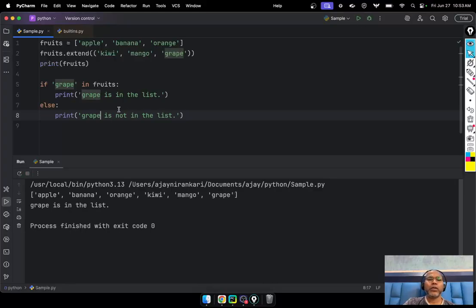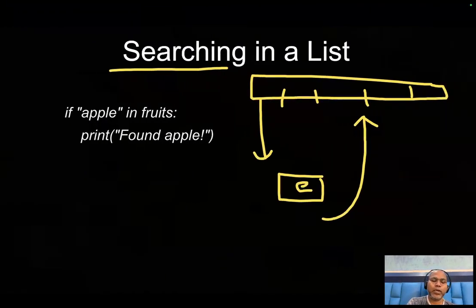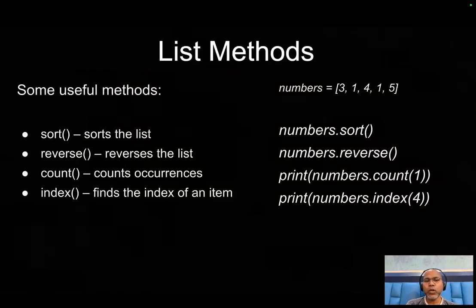Grapes found or not. Okay, so this is the way you can use the in keyword to find the searching element. If you are in a for loop getting one element at a time, you can make a search for the particular element in this list or not. So list has a couple of methods, but we are not going to talk about each and every one, but some are very commonly useful.